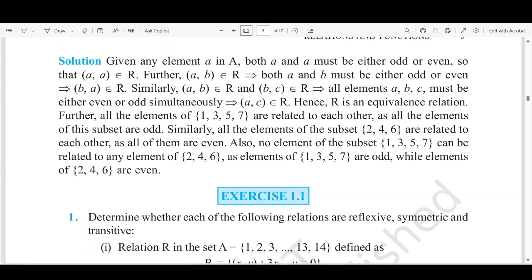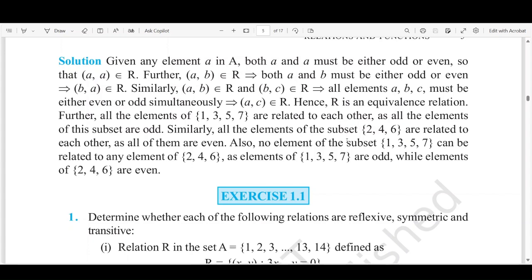Third one, transitive. If you take three elements from the set A such that a is related to b and b is related to c, then we have to prove a is related to c. So this implies a, b, c, all the three numbers should be either even or odd. So from this what we could conclude is a is related to c. Therefore, the relation R is transitive. Thus, we have proved R is an equivalence relation.